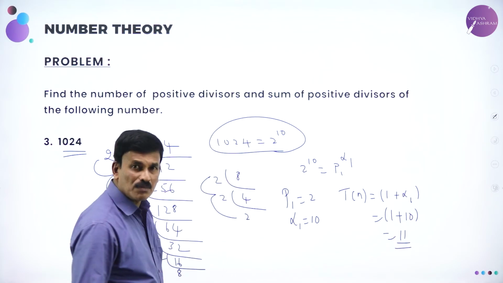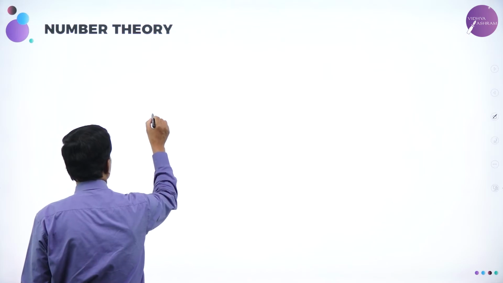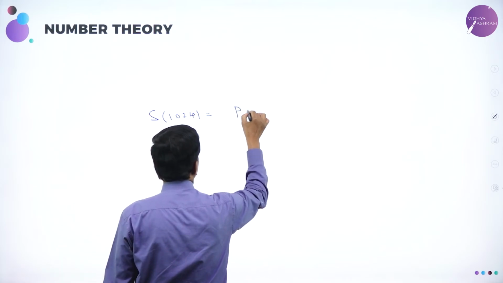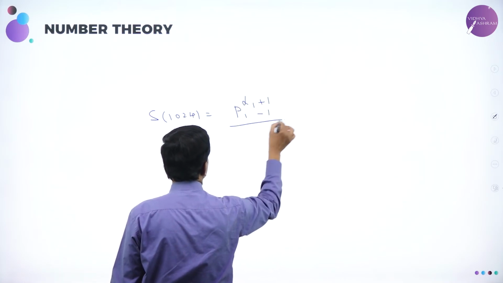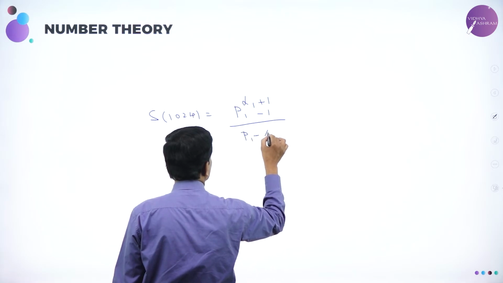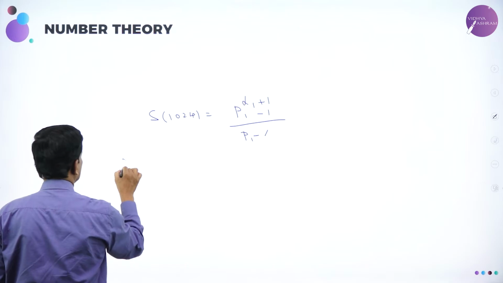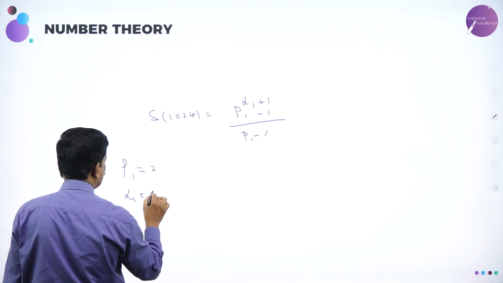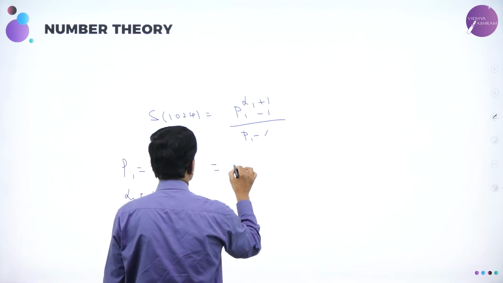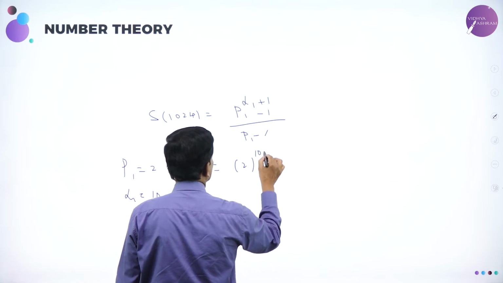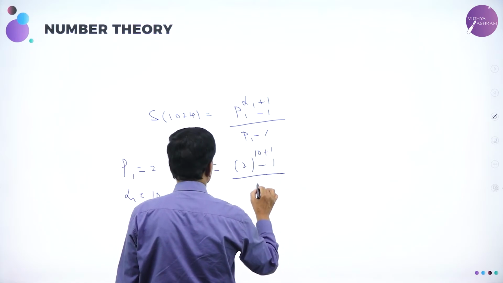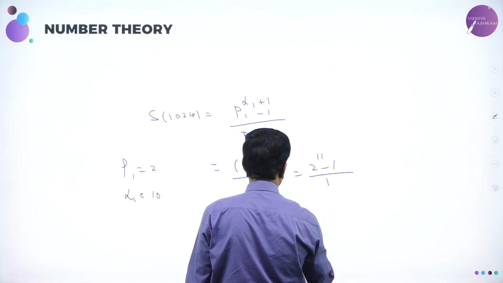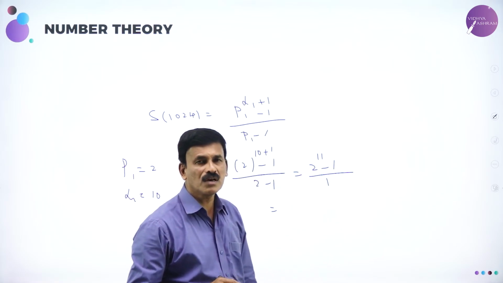Okay. Now come to the sum of positive divisors. What is the formula for the sum of positive divisors? S of 1024 is equal to P1 to the power of alpha 1 plus 1, minus 1, divided by P1 minus 1. We have P1 as 2 and alpha 1 as 10. Substitute here: 2 to the power of 10 plus 1, minus 1, divided by 2 minus 1, which is 1. So 2 to the power of 11 minus 1.